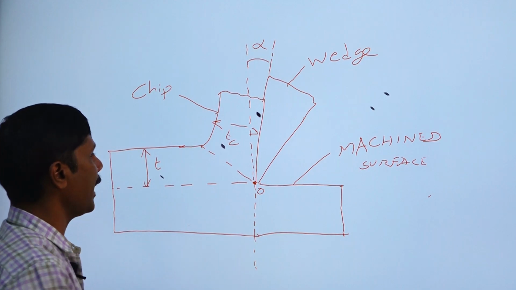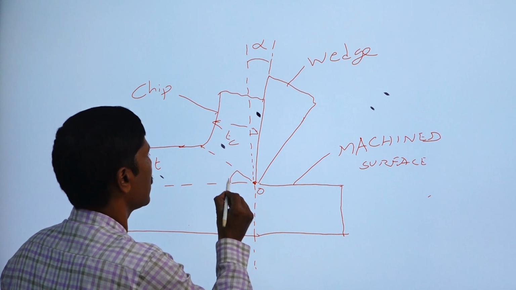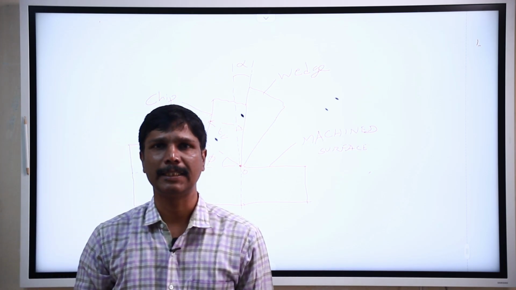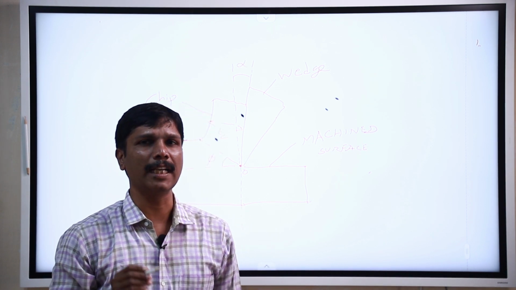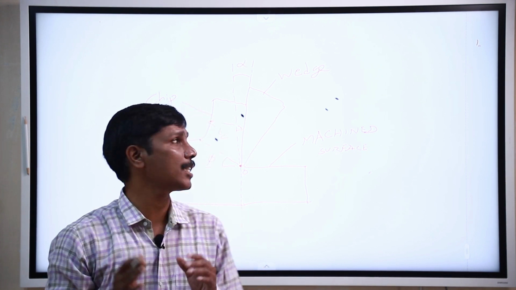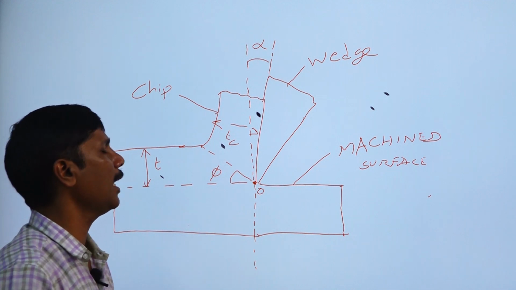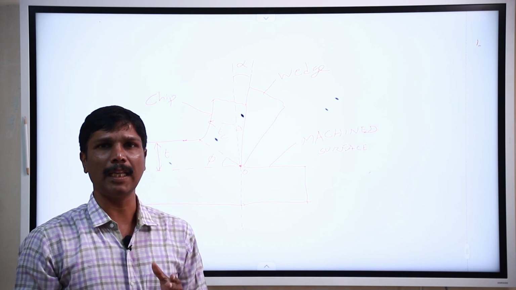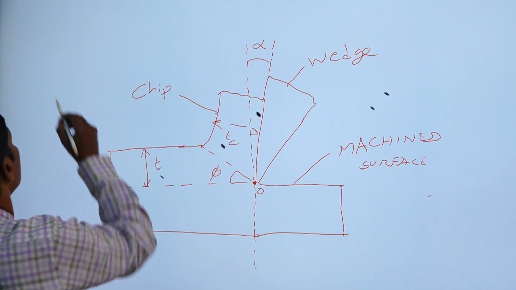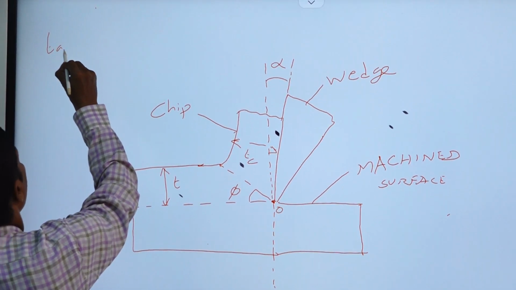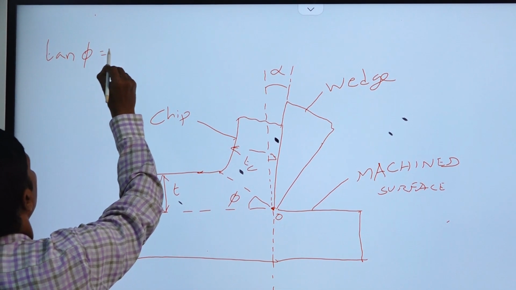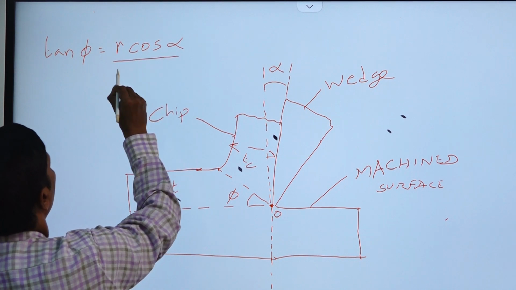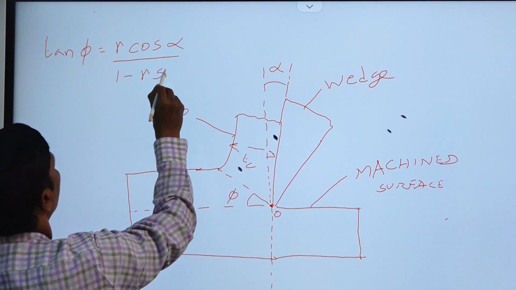The next angle I am going to introduce is the shear angle. It can be called phi. Now, we have the relation between the shear angle and the rake angle. That formula is repeatedly asked in the GATE. That formula is tan phi equal to r cos alpha divided by 1 minus r sin alpha.